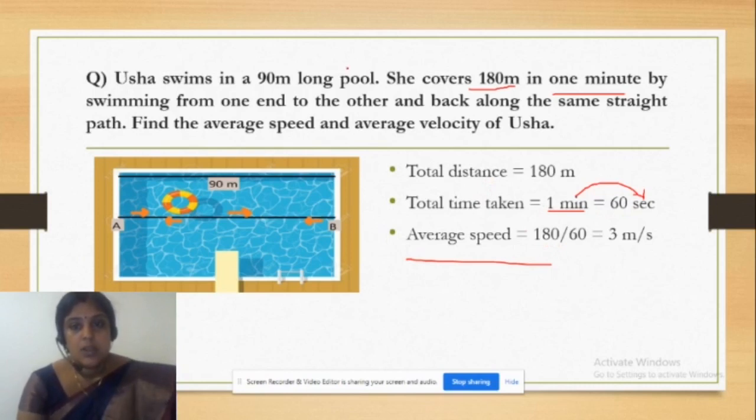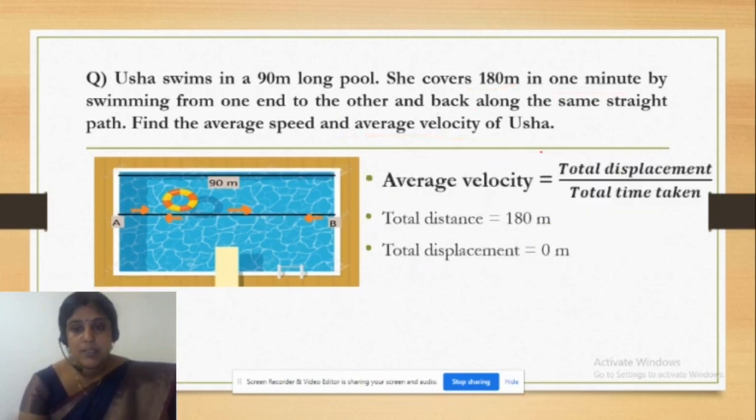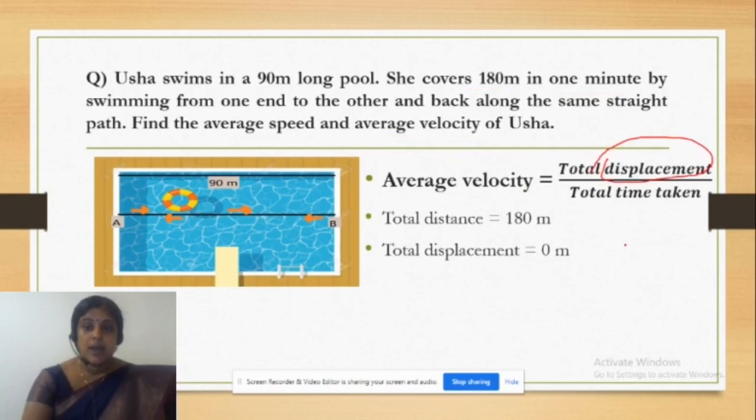students? So now let's find what is the average velocity of Usha. What is the equation for average velocity? Average velocity is equal to total displacement by total time taken, right? So we have to find the total displacement. What is displacement? Displacement is the shortest distance between the initial and final position of the object, right? Here Usha starts from point A, swims to point B, then after reaching point B, she swims back to point A.